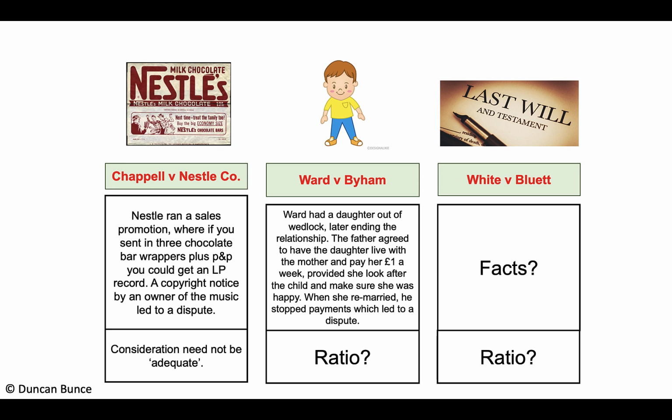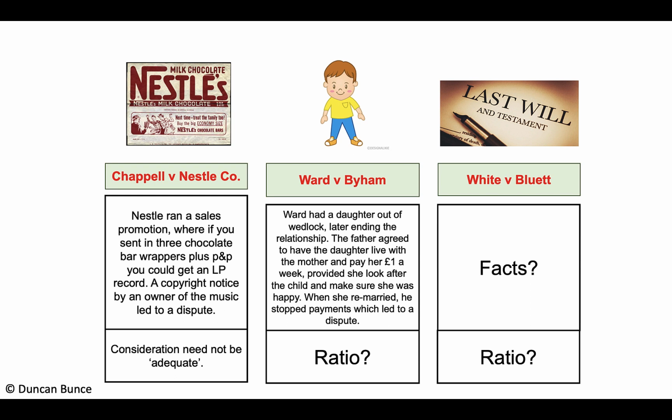I should just say, with many of these cases, as you're perhaps looking them up with me, they are in contract law certainly very old. So if you're thinking £1 a week is quite a good deal, I think take into account what that value would be in terms of today. When she remarried, he stopped payments, which led to the dispute.